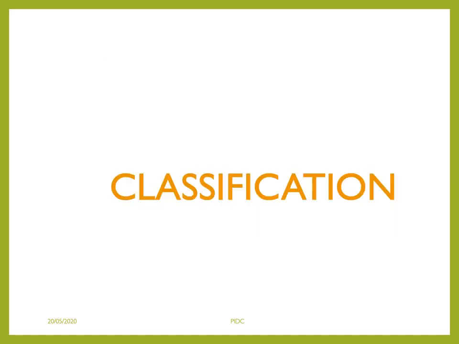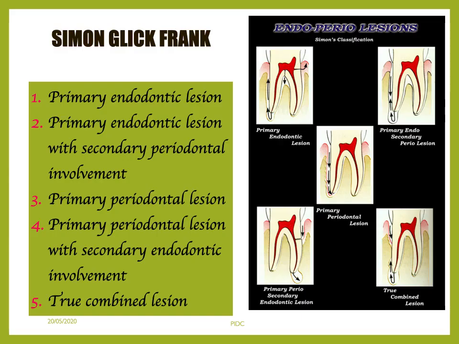Coming to classification. Simon, Glick and Frank classified endoperiodontal lesions into 5. First is primary endodontic lesion, then primary endodontic lesion with secondary periodontal involvement, primary periodontal lesion, primary periodontal lesion with secondary endodontic involvement, and true combined lesion.